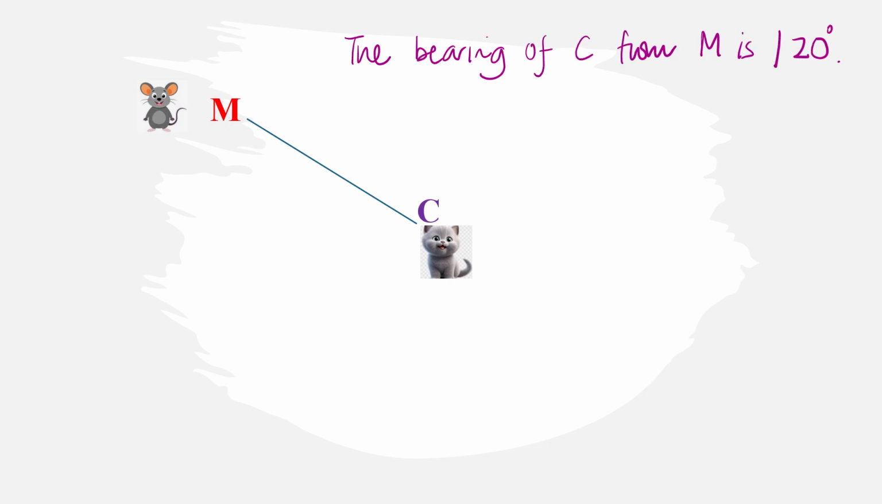The keyword to look out for is this word from. And then we'll take the letter after the word from, which in this case here is the letter M. So at M, we'll draw the north direction. And for simplicity of calculation, we always draw the north direction as vertically upwards as shown on the diagram. And the bearing is always measured from the north direction in a clockwise direction. So that is 120 degrees.